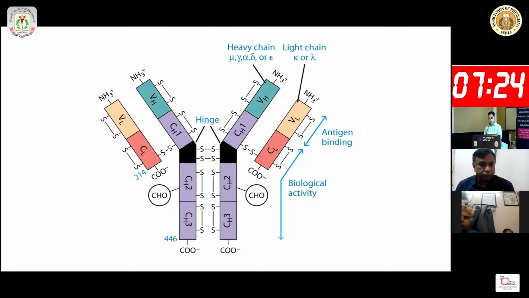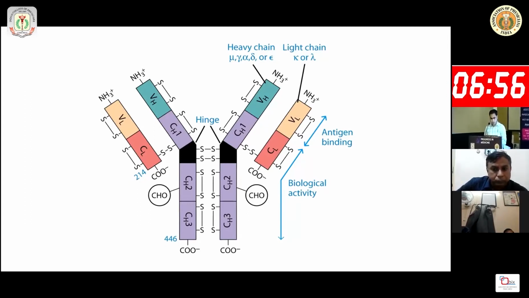There is an antigen binding or FAB region, which acts as the binding site for the antigen, and the other region is known as the FC region, which is responsible for the biological activity of the antibody molecule. So this is the variable region of the light chain, and along with the variable region of the heavy chains it forms the paratope, which binds the antigen to the antibody molecule.